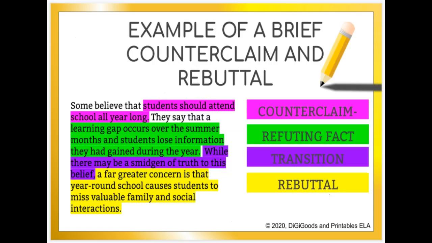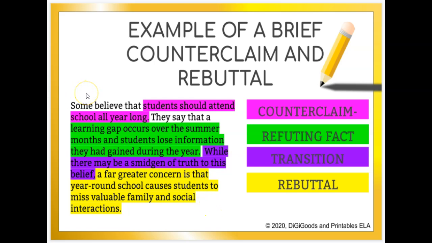Okay, now that you've watched the great video and you have a lot of background knowledge about your counterclaim, let's look at an example of a brief counterclaim and rebuttal, color-coded. Notice the counterclaim is in purple. The refuting fact, which you may or may not be asked to put in your counterclaim, is in green. The transition, which we will discuss next, is purple. And the rebuttal is yellow.